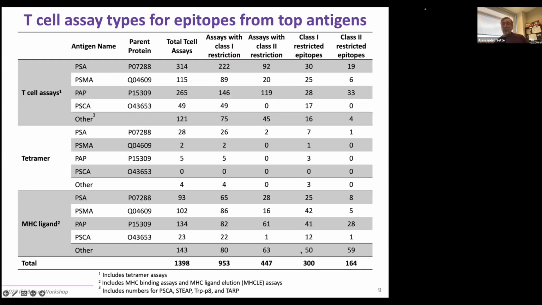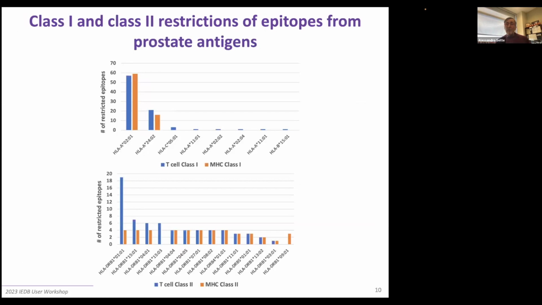The other point is when you look at the MHC ligand, either elution or binding, again, there is a very large bias in terms of what is recognized in the context of class 1 versus class 2, with very much less available for class 2 as compared to class 1. Further, when you look at the restriction, there is a tremendous bias, particularly in the case of class 1, whether you look at T cell or MHC binding assays. The vast majority of what's out there is for A201 or A2402. And other alleles are very, very poorly represented.